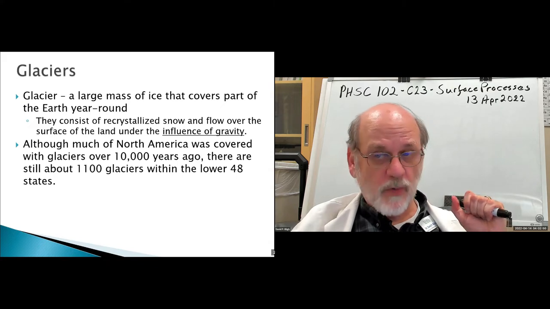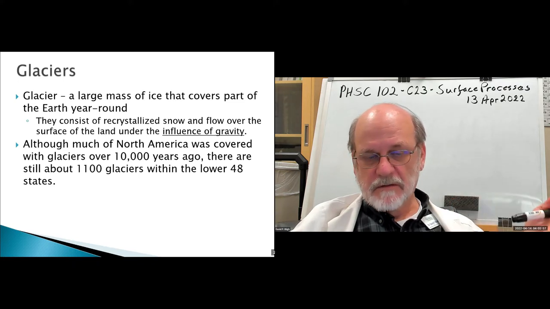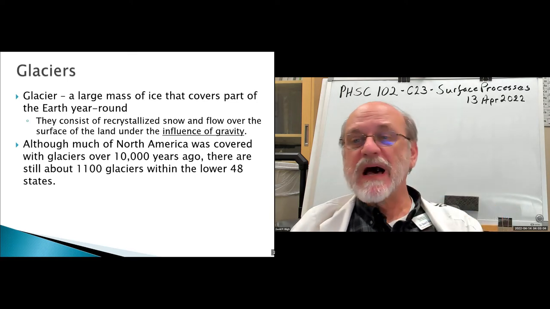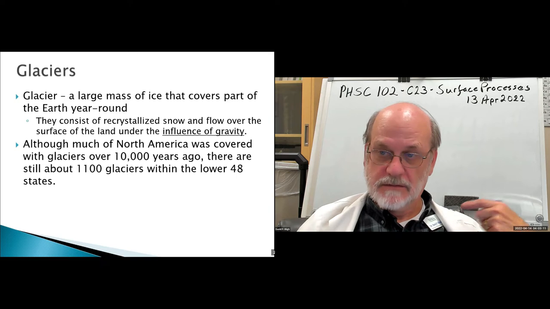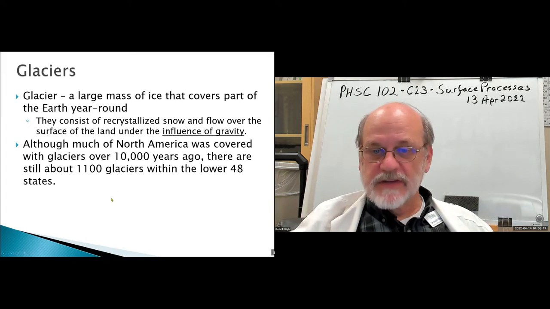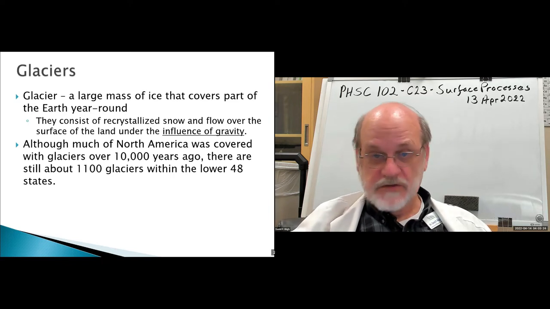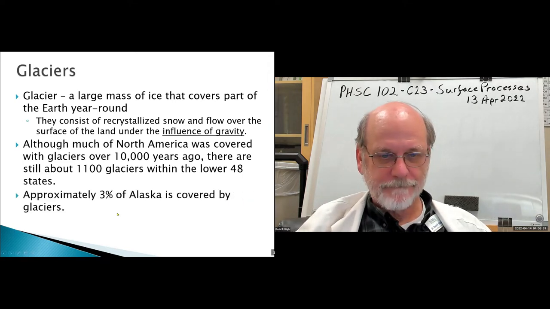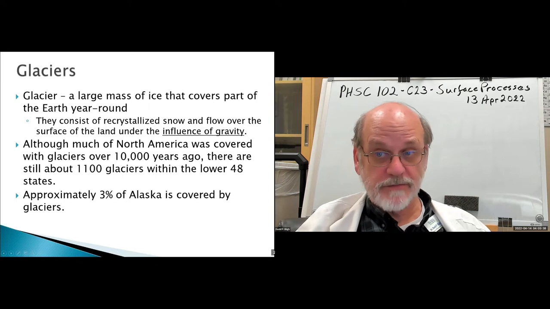There was a time when a large portion of North America was covered in glaciers. Those glaciers were miles thick. But about 10,000 years ago, the Earth started to warm up and they melted and receded. We now have about 1,100 glaciers in the lower 48 states. Now, Alaska has lots of glaciers simply because it's further north. Three percent of the state is covered in glaciers. That's a lot of acreage.